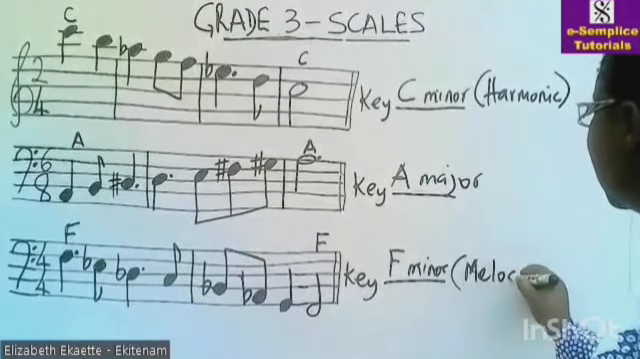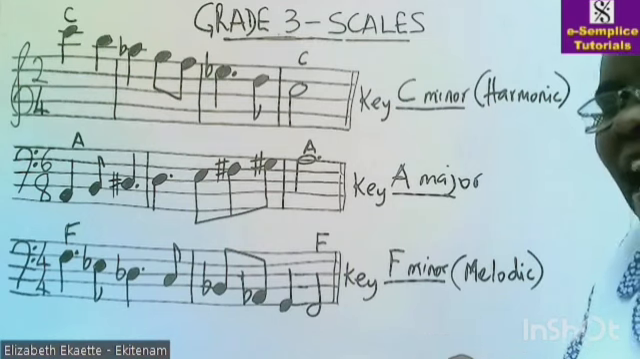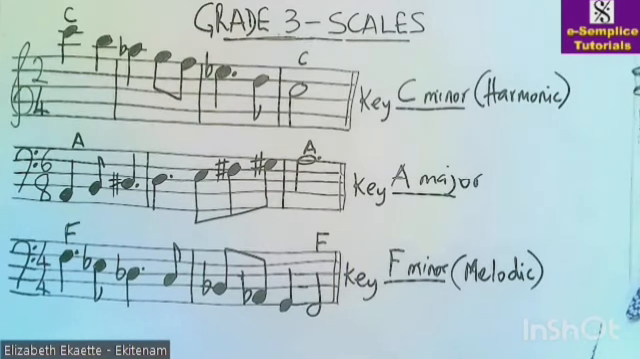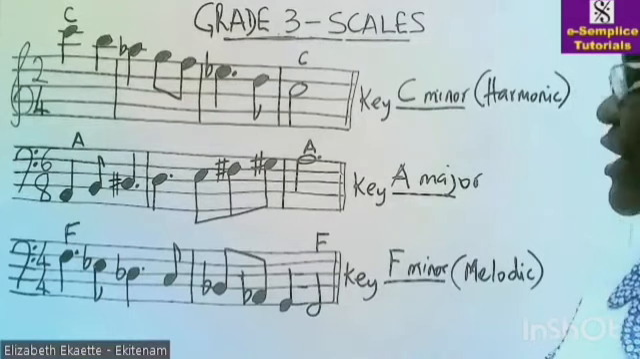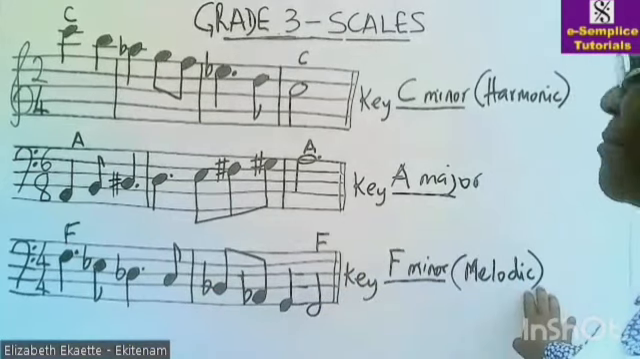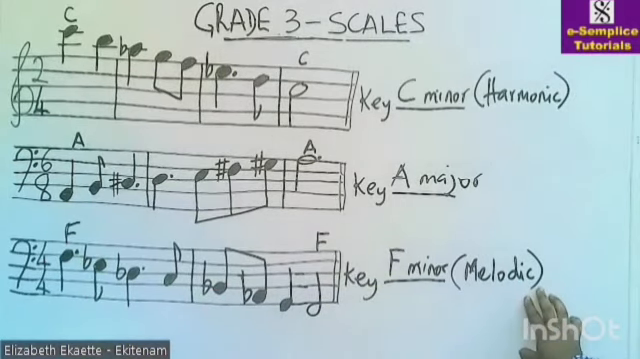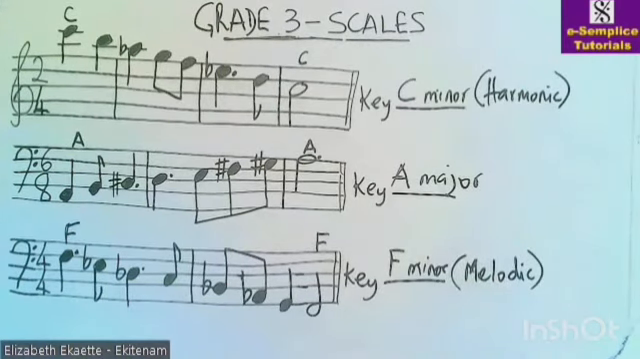So this is melodic. Melodic in the sense that it is the descending melodic scale that retains the same accidentals as the major key. Note, please, the descending melodic scale retains the same accidentals as the major key. So for all the accidentals of the major key to be present in this scale, it means it is a melodic scale. So that's how to answer scale questions in grade 3 in case it comes in this format.